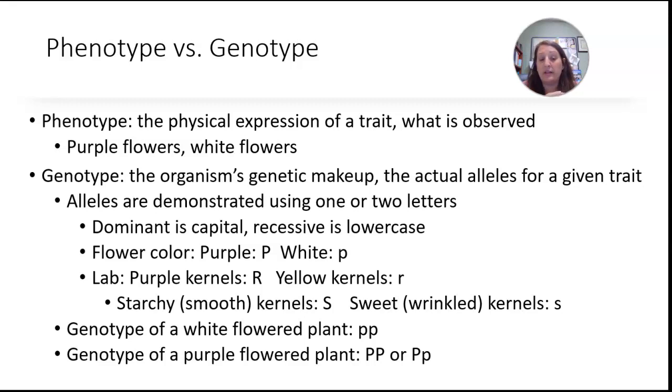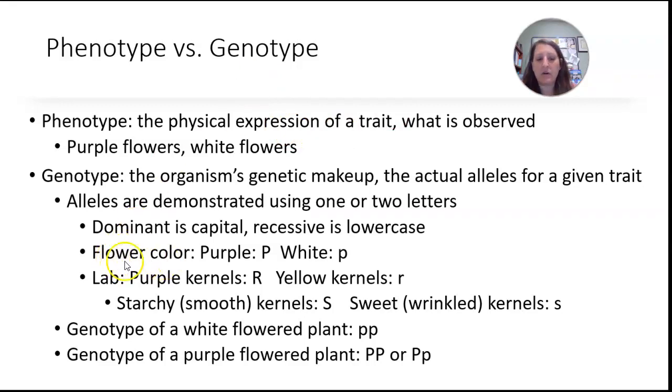If we're looking at human traits, having dimples, that's a phenotype. Not having dimples is the alternate phenotype. So again, it's a physical expression of a trait. Genotype, on the other hand, are the actual alleles that an organism has. So it's the organism's genetic makeup. How do we demonstrate alleles? By using either 1 or 2 letters. We always use a capital letter to represent the dominant allele, and a recessive allele is represented by a lowercase letter. So here's some nice examples.